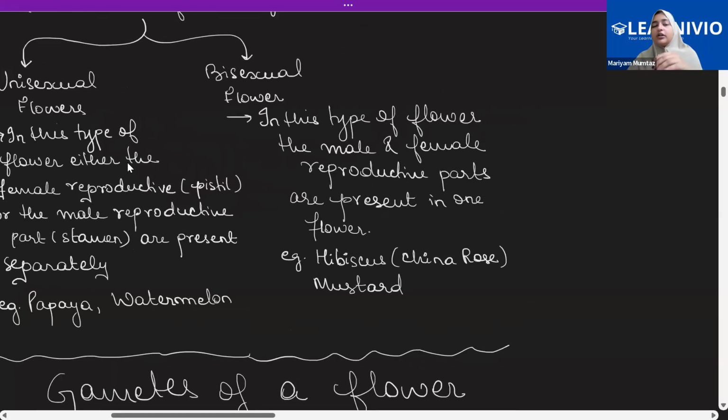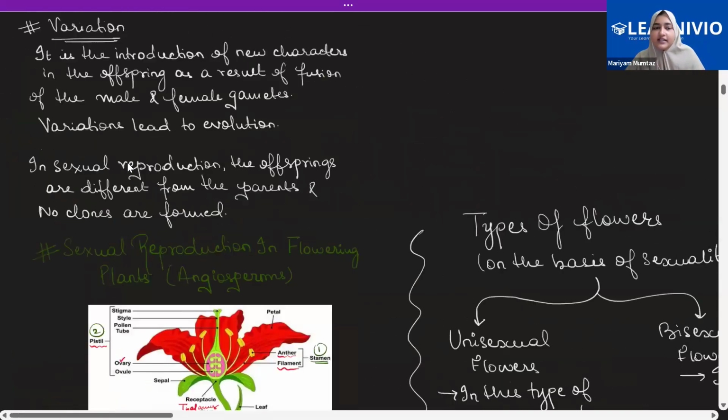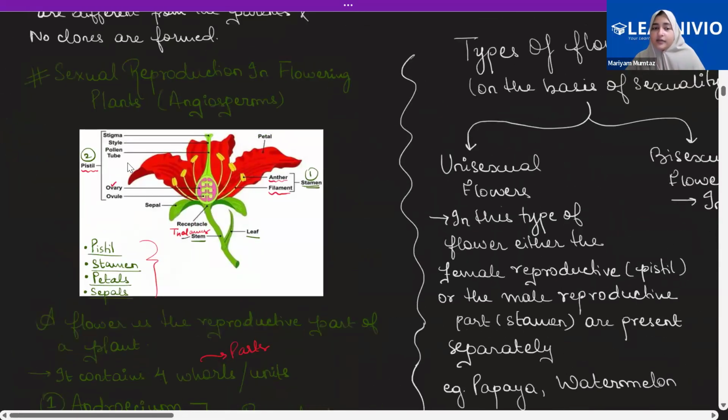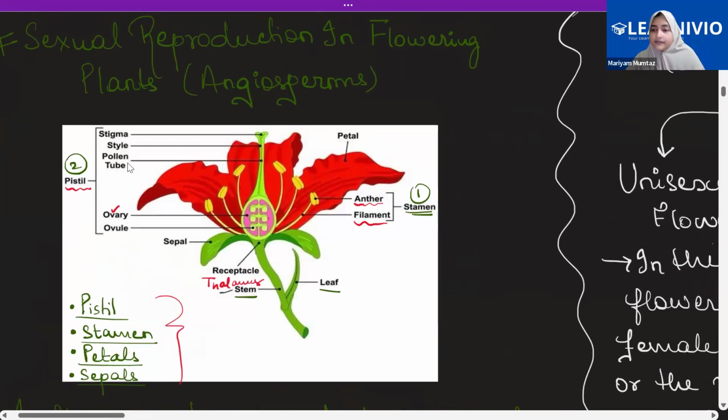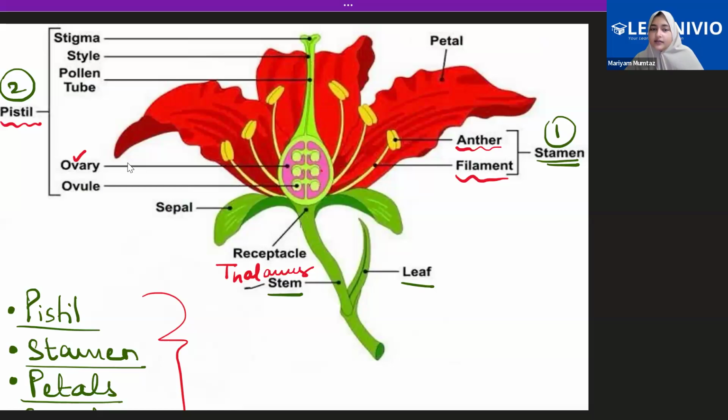On the other hand, if we talk about bisexual flowers, these are the ones that have the male and the female reproductive parts present in one flower, in a single flower. Okay, so the examples are hibiscus, which is also called China rose, and mustard. Now, if you see this flower, is it unisexual or bisexual, students? What is it? Unisexual or bisexual?